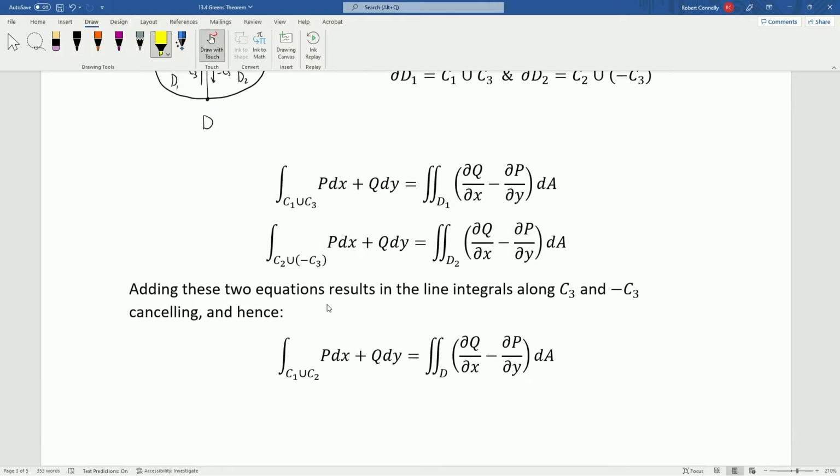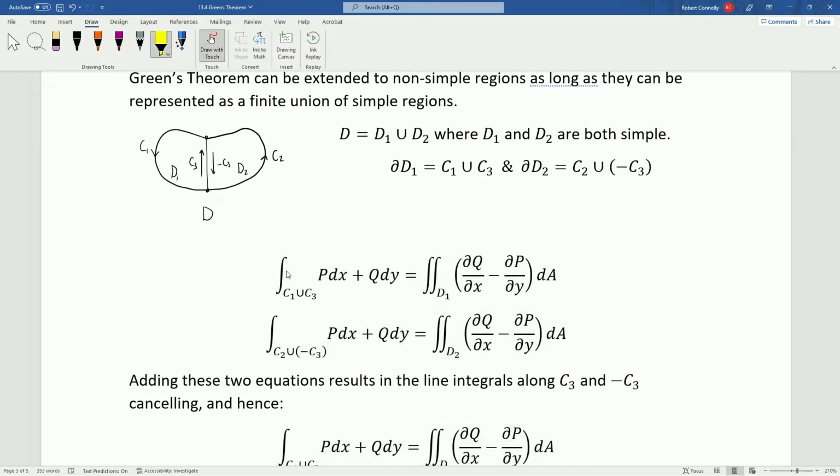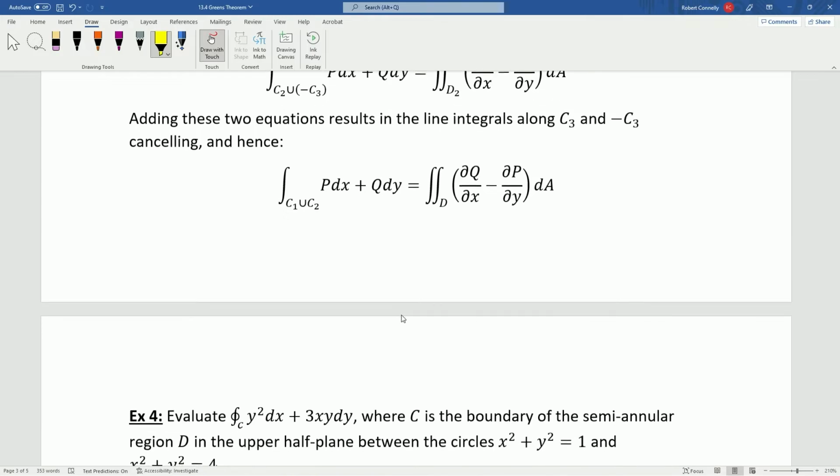So in other words, even if your region is not a single simple region, if you can divide it up into two simple regions, then it's not a problem. Green's theorem is still going to work.